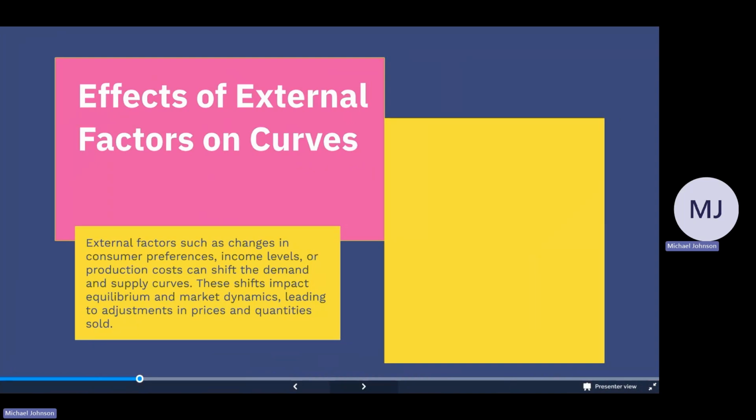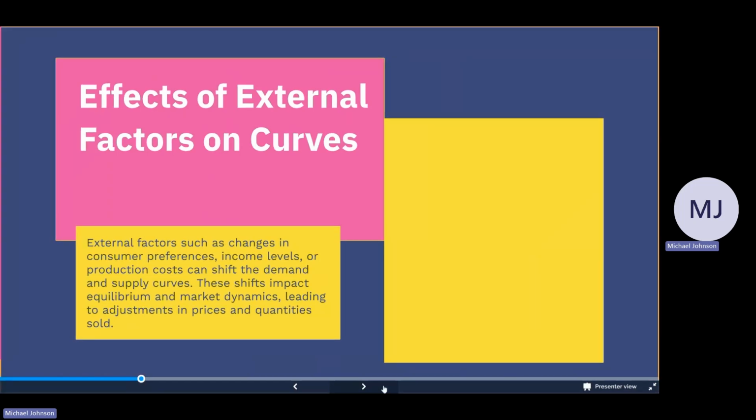Effects of external factors on curves. External factors such as changes in consumer preferences, income levels, or production costs can shift the demand and supply curves. These shifts impact equilibrium and market dynamics, leading to adjustments in prices and quantities sold.